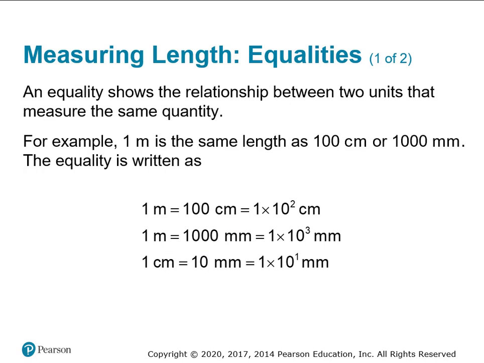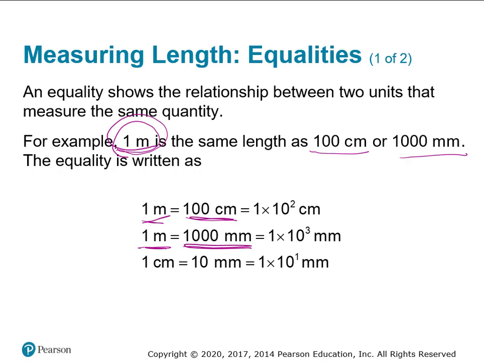Let's look at length equalities. Any equality shows the relationship between two units that measure the same quantity. For example, 1 meter is equal to 100 centimeters, or 1 meter is 1,000 millimeters. So we can say 1 meter equals 100 centimeters. 1 meter equals 1,000 millimeters.